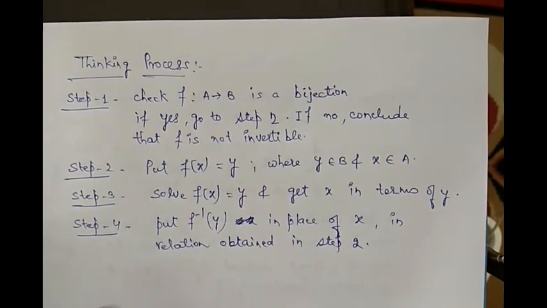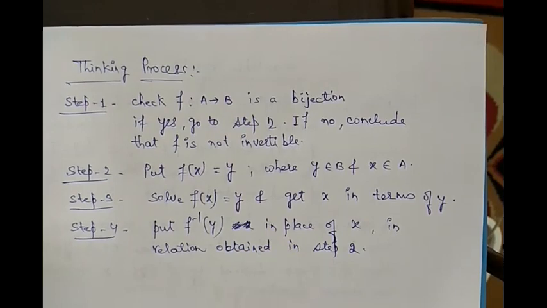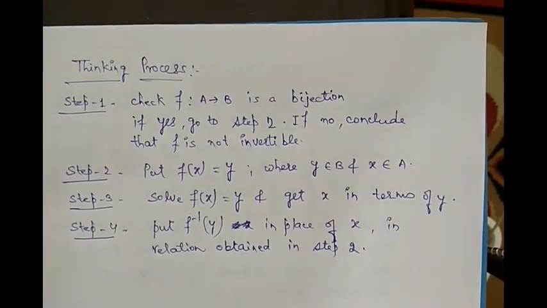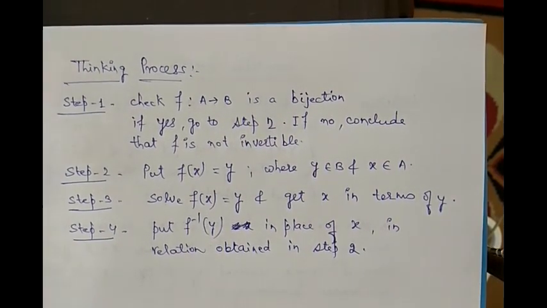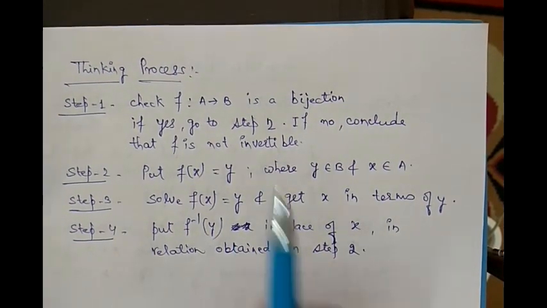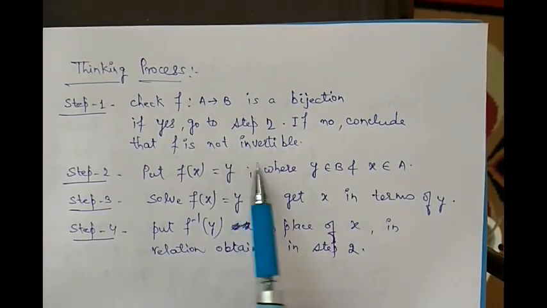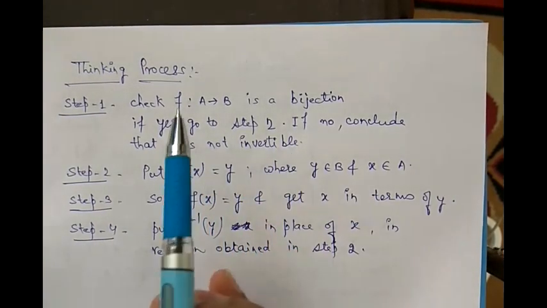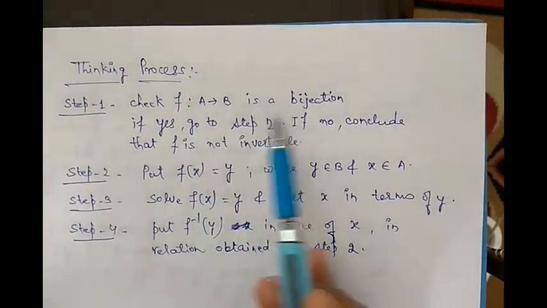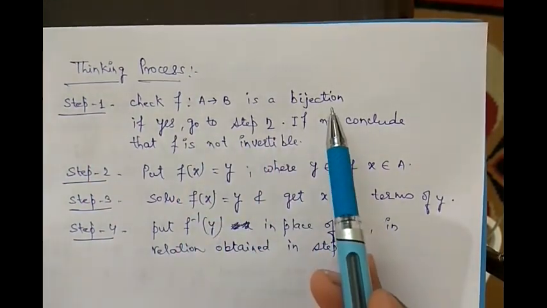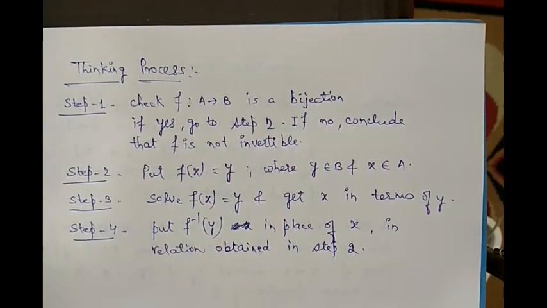Now the thinking process, how to start the question. So let's start step by step. Step 1, check that function f from A to B is a bijection. If yes, then we will go for step 2. Otherwise, if it is not a bijective function, then we will conclude that f is not invertible. And in step 1, if you are getting that f from A to B is a bijection, then we will start solving further.